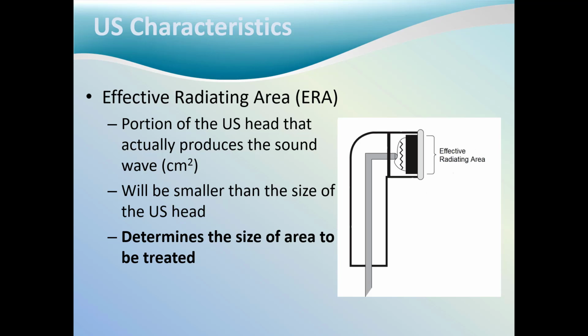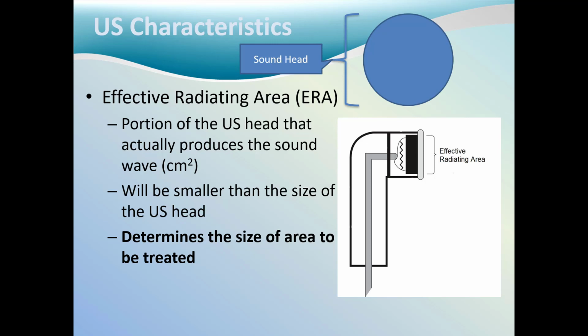Here's an example of how to calculate the ERA. We start with a sound head. The ERA is whatever part of that head is active during the treatment. Remember, the sound head is most active in the center and becomes less active towards the periphery.